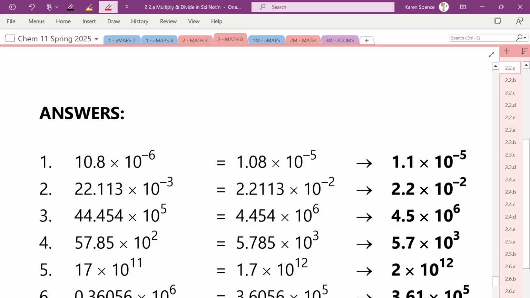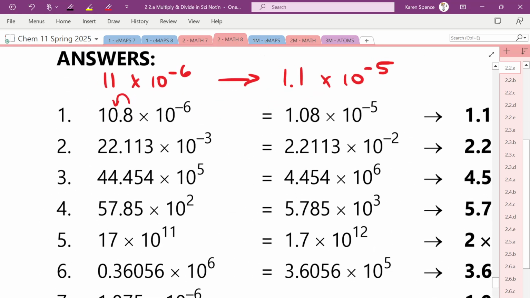So what I've done is I've changed it into scientific notation and then I've gone with sig figs. But you could say, I don't want to do it that way. I want to say I need 2 sig figs. So I'm going to round this to 11 times 10 to the negative 6. And then I will change it into 1.1 times 10 to the negative 5. That's also fine. You can do the sig figs first and then change it into scientific notation.